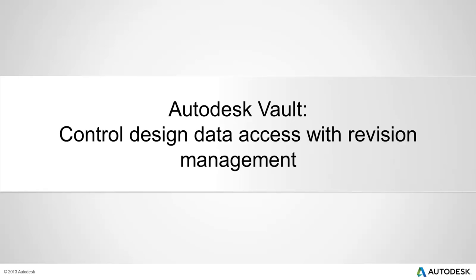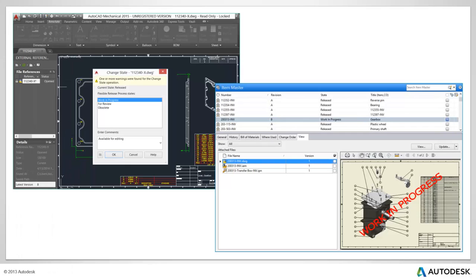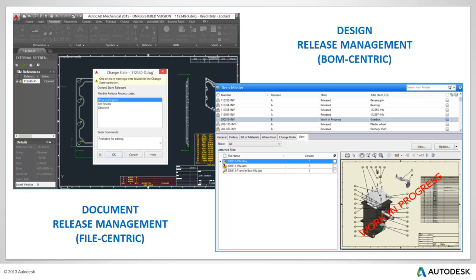Autodesk Vault, control design data access with revision management. Vault provides two methods that can be used to audit and track revision history of your data from a single location. Both methods reduce the chance of design and manufacturing errors by releasing and tracking files throughout the design cycle. This ensures that team members access only the correct revision of the data and at the appropriate time.